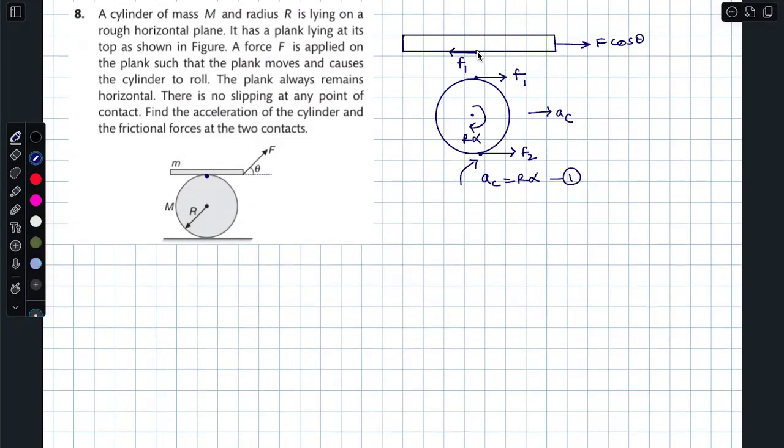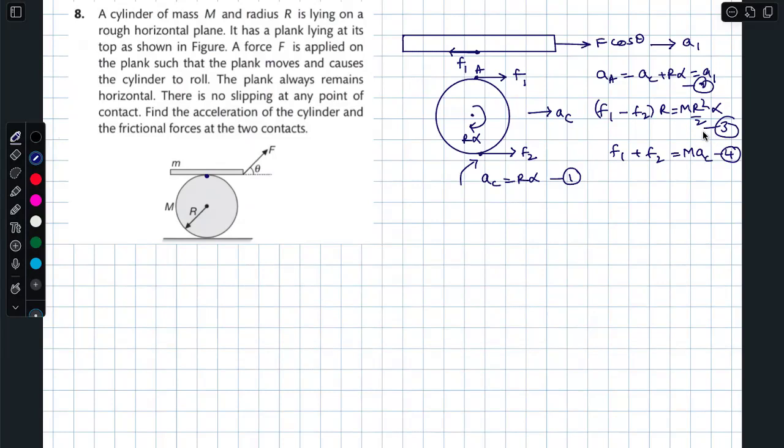And similarly, this particular point, let this be acceleration A1. So obviously the point A must have an acceleration equal to AC plus R alpha, which is equal to A1. Next, F1 minus F2 R is equal to MR square by 2 alpha. Let this be equation 2. Let this be equation 3. F1 plus F2 is MAC, equation 4.